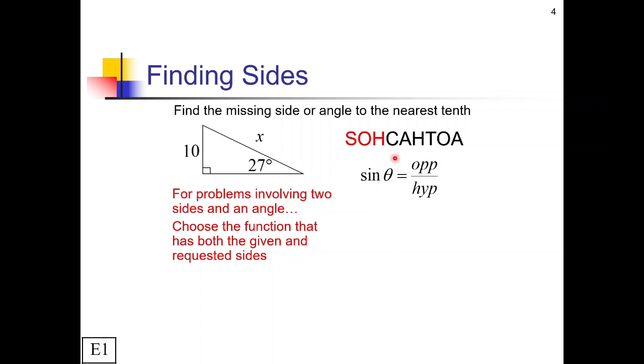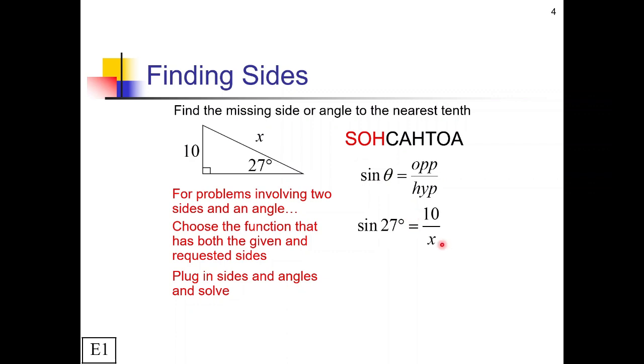So once you've figured out which trig function to use, all you need to do at that point is plug in the sides and angles and solve for whatever was missing. So pause the video and see if you can finish this one off. Alright, so plugging things in. We've got the angle here, theta, that's this 27 degrees. The opposite, we said, was this 10, and our hypotenuse is x. So we can write sine of 27 degrees equals 10 over x.